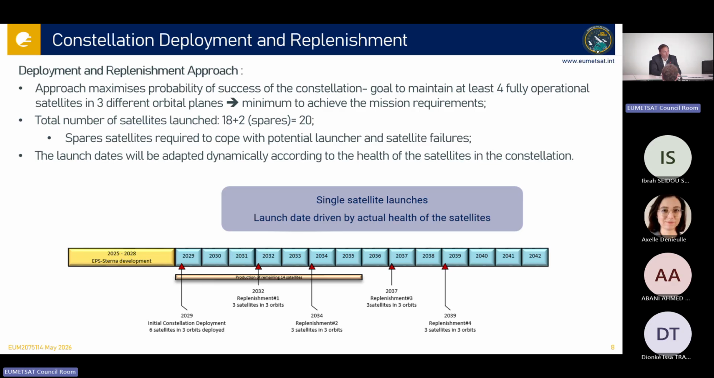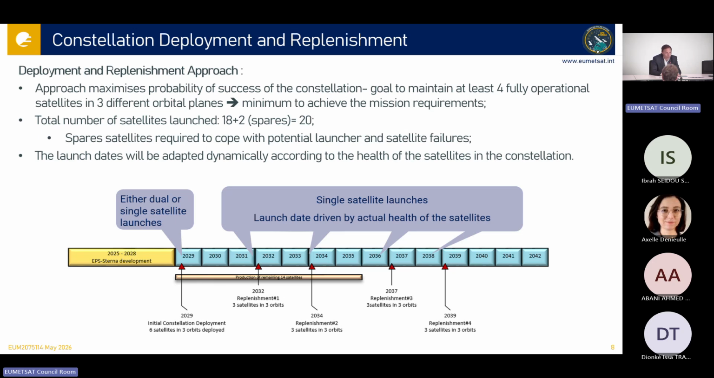So one anchor point is, of course, the fact that we will launch the initial constellation in 2029. The following launches will depend on how the satellites behave in orbit. And what you see on the screen is just the result of statistical analysis regarding the reliability of the satellite. So these launches will not be cast in stone, especially those after 2029.